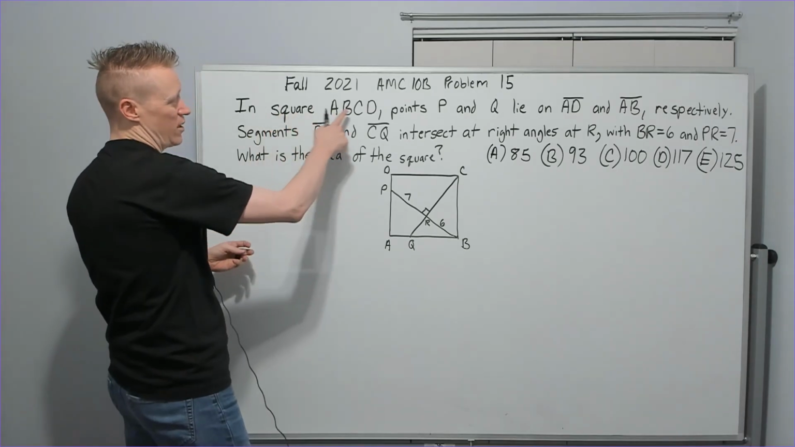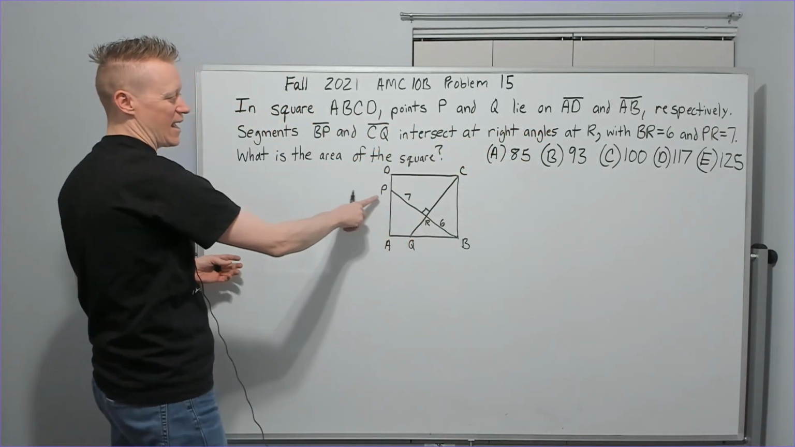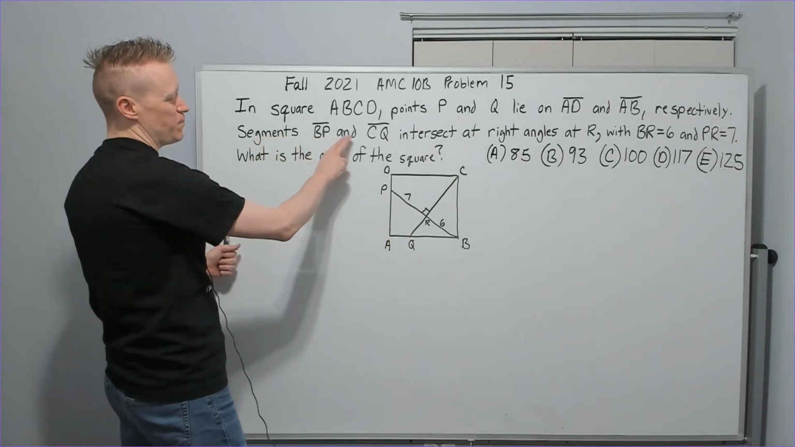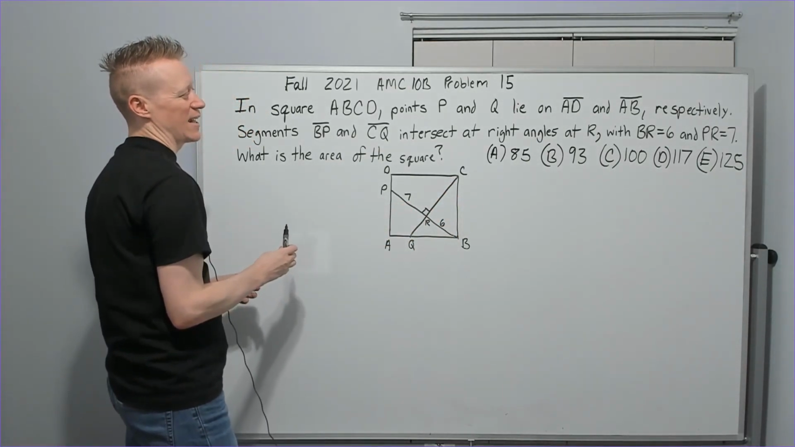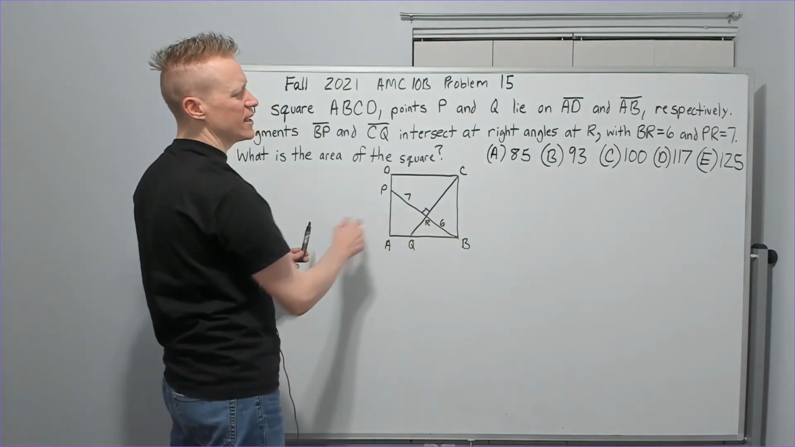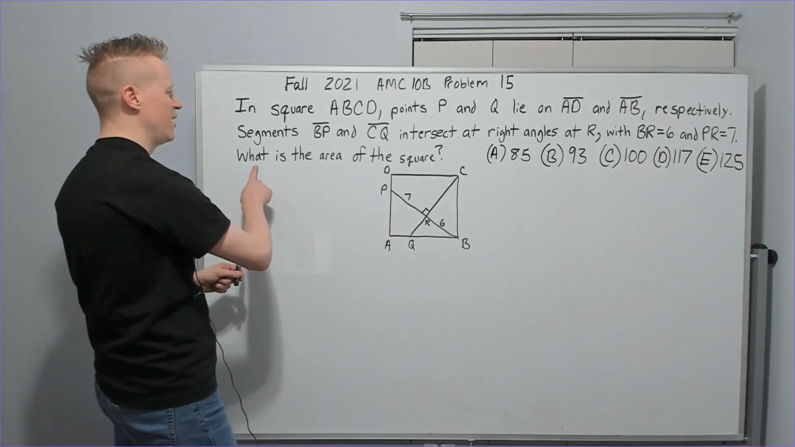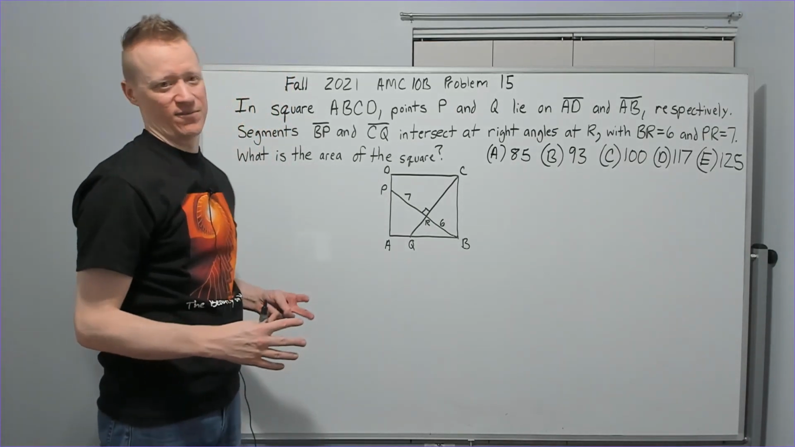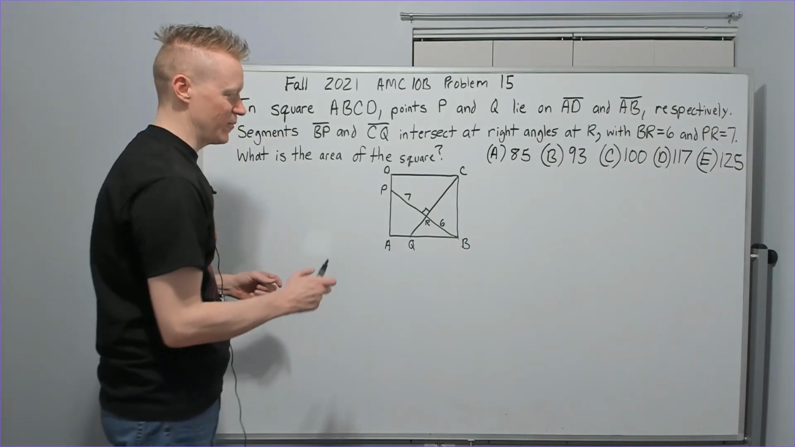In square ABCD, that's this one, points P and Q lie on AD and AB respectively. Segments BP and CQ intersect at right angles at R, with BR equal to 6 and PR equal to 7. What is the area of the square? It really feels like not enough information. Like, did they leave a sentence off or something? No, there's enough. We're going to get it.